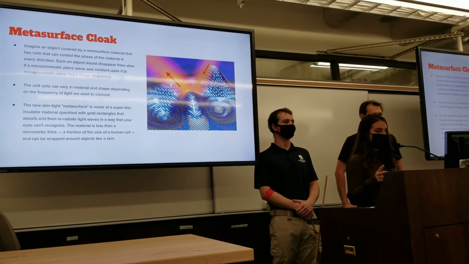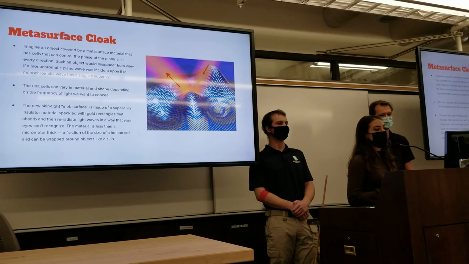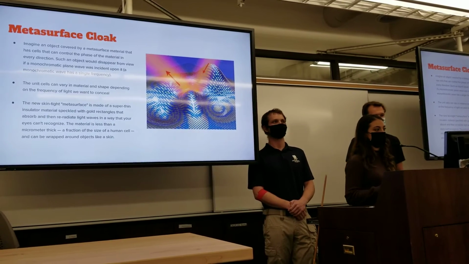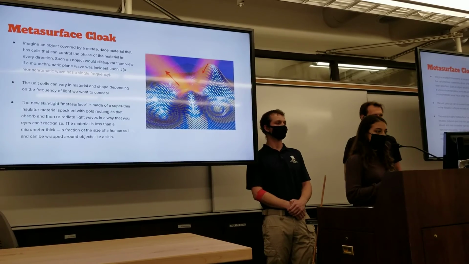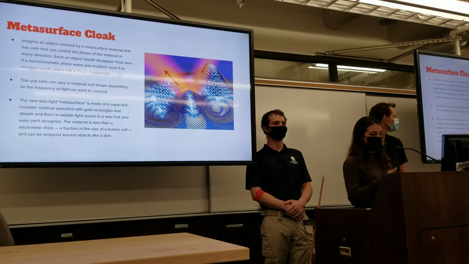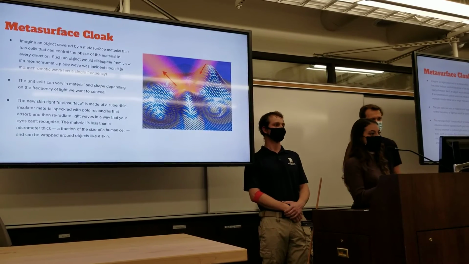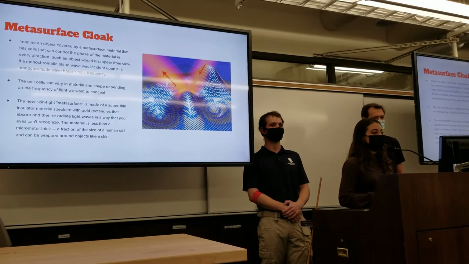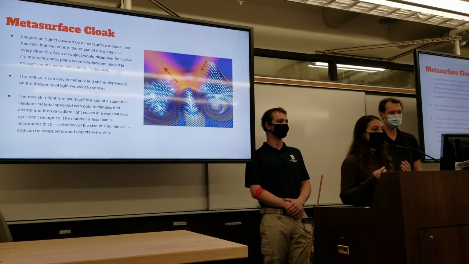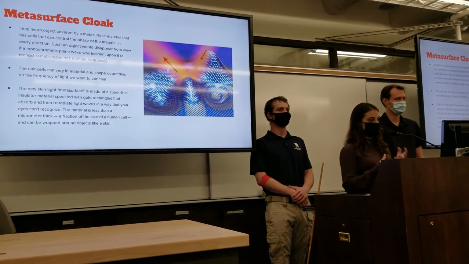The second one is metasurface cloaking. So imagine an object covered by a metasurface material that has individual cells that can control the phase of the material in every direction. Such an object would disappear from view in a monochromatic plane wave if it was incident upon it. And again, the monochromatic wave has a single frequency. The unit cells can vary in material and shape depending on the frequency of light we want to conceal. Again, metamaterials are composed from one material composed of different properties and structure.